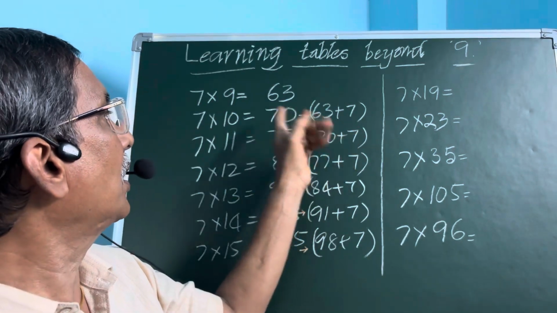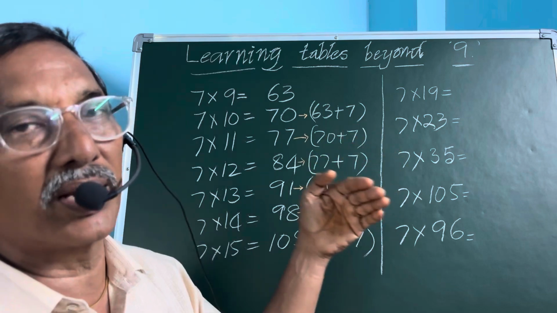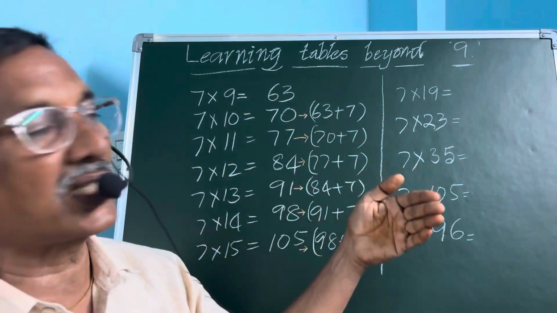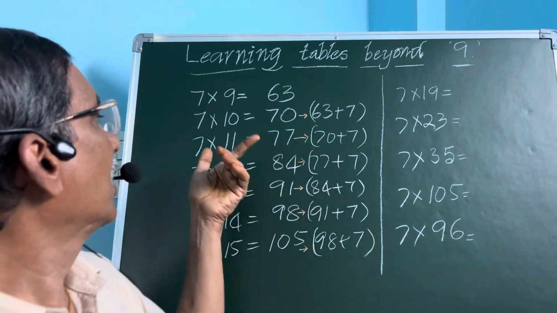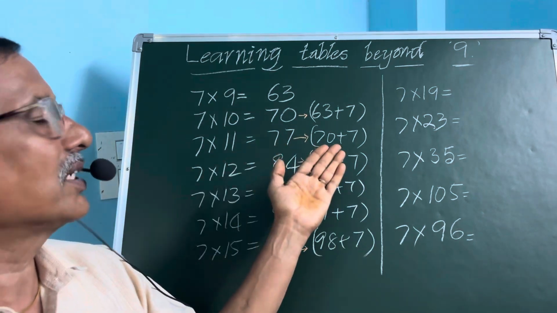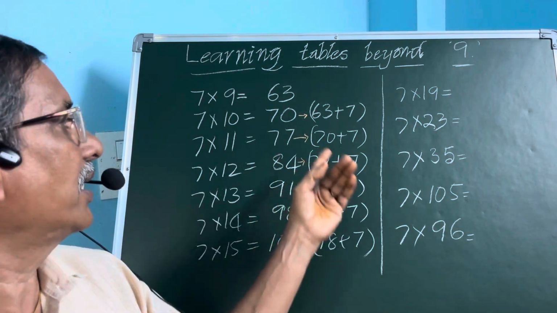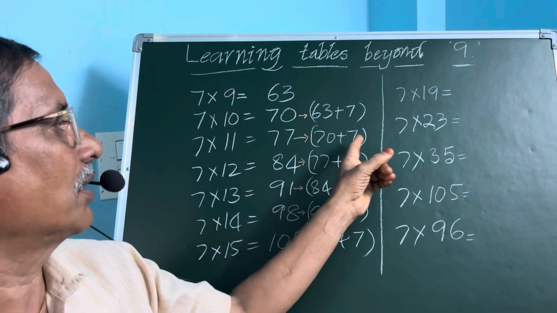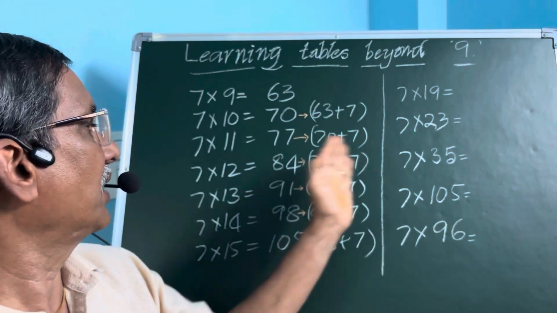Or 63 plus 1 7, we add 1 7. 9 sevens, the next 10 sevens. See the next one, 7 11s. 7 11s means 1 7 is added to 10 sevens. That is 10 sevens 70 plus 1 7, 77.